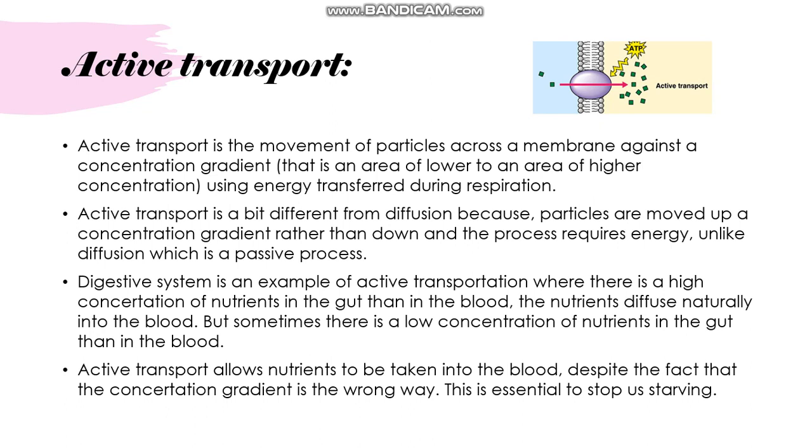The digestive system is an example of active transport. Sometimes there is a high concentration of nutrients in the gut and a lower concentration in the blood, so the nutrients diffuse naturally into the blood. But sometimes there is a lower concentration of nutrients in the gut than in the blood. Active transport allows nutrients to be taken into the blood despite the fact that the concentration gradient is the wrong way around. This is essential to stop us starving.